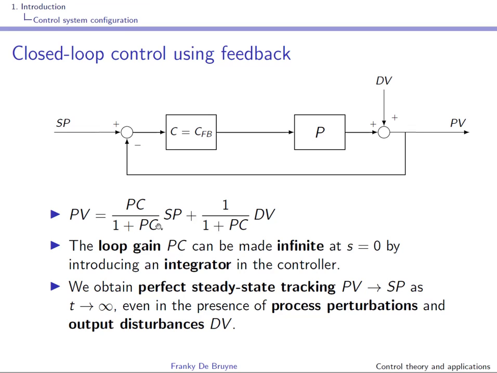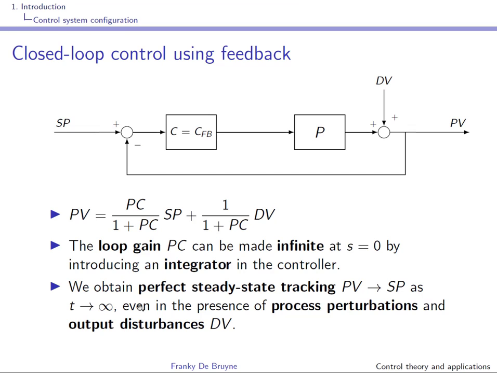So this means that in steady state, well, PV will be equal to set point. This is what is written here. We obtain a perfect steady state tracking. PV tends to set point as T tends to infinity. This is really what we mean by steady state. C'est la réponse de régime in French.